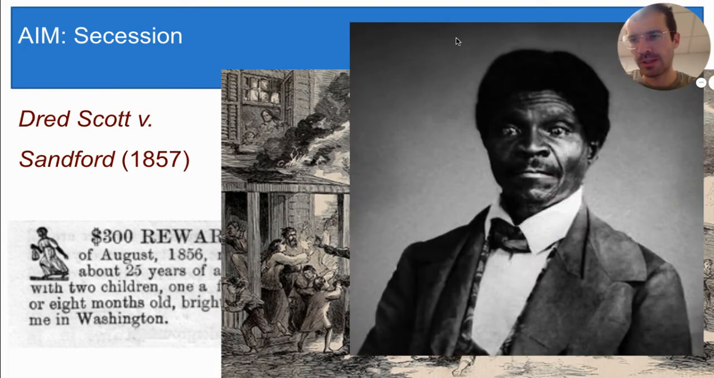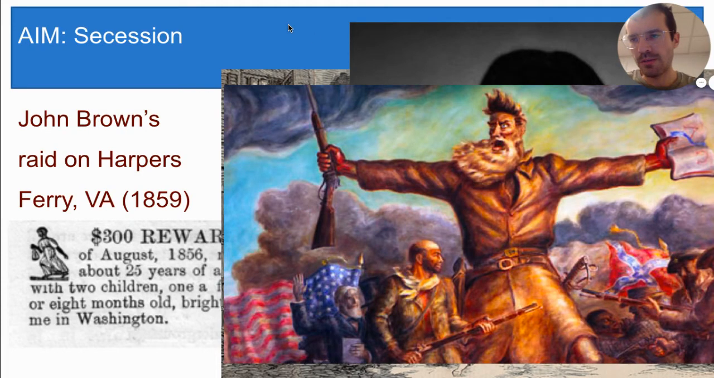Then you learned about the Dred Scott case in 1857, in which the Supreme Court denied African Americans citizenship rights. And then in 1859, John Brown tried to start a slave rebellion by attacking an armory in Harpers Ferry, Virginia. All these things made sectional tension a lot worse.